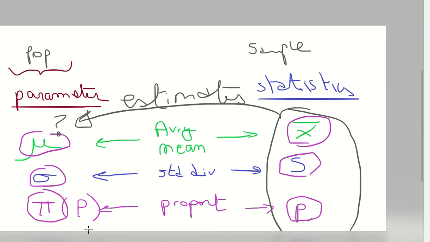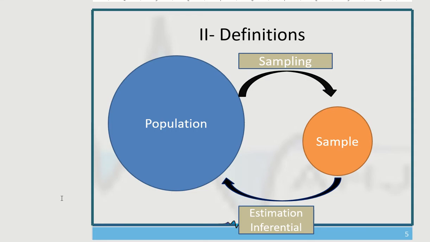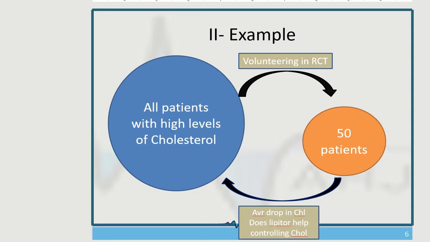All right, so I hope that does a quick summary. Let's continue with our slides. The next slide is just an example. You have here all patients with high levels of cholesterol. This is the population. We do not study all of them. Rather, we take a sample, for example, 50 patients. The way we took them, in this specific example, is that I'm picking volunteers, in an RCT. RCT stands for randomized clinical trial. You don't have to know it, but I mention it. And remember, we use the information in the sample for two reasons: to estimate and for inference.